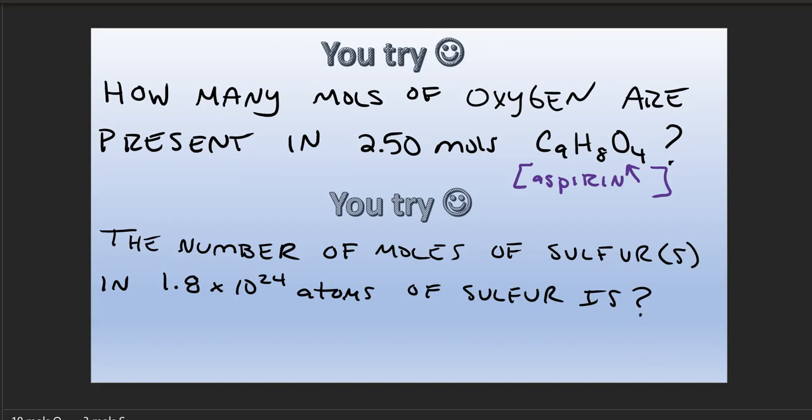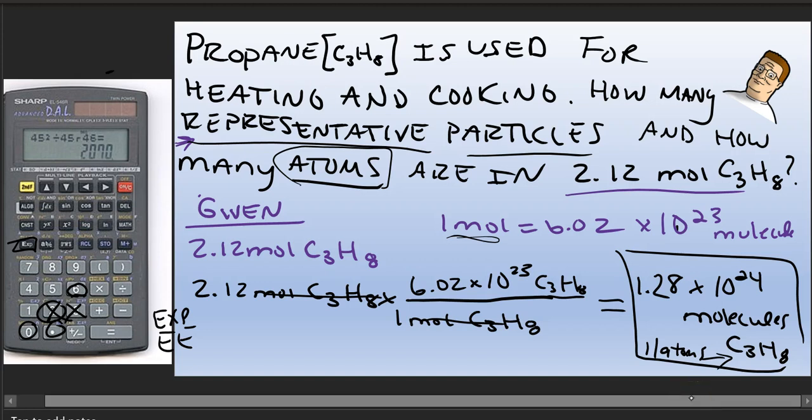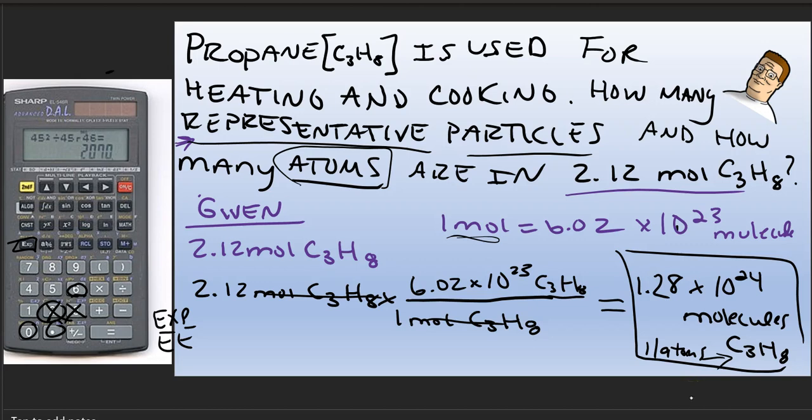2.12 moles of propane. So again, we went from moles, used the conversion factor of Avogadro's number to get to representative particles, which are molecules. Then we can take how many atoms, which are 11, in that molecule to find out how many atoms are in the whole thing.